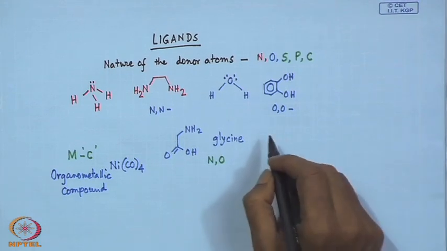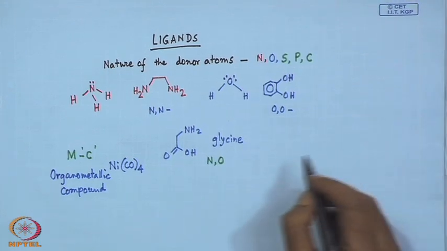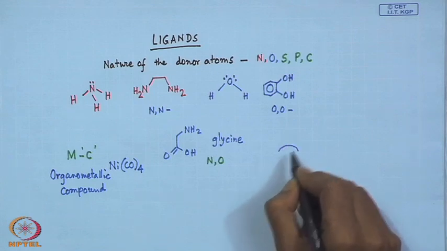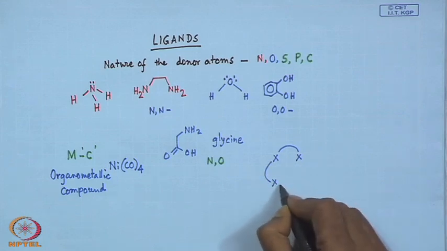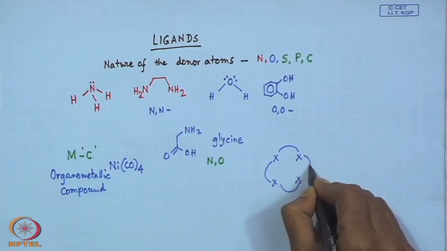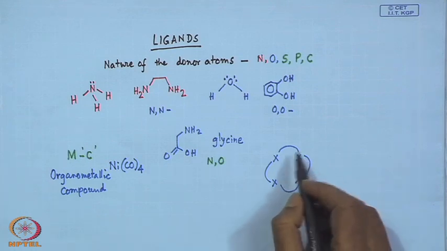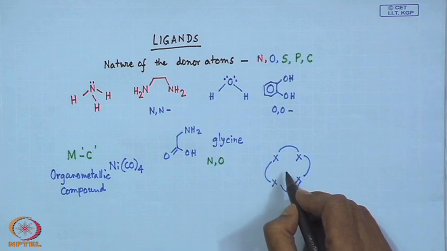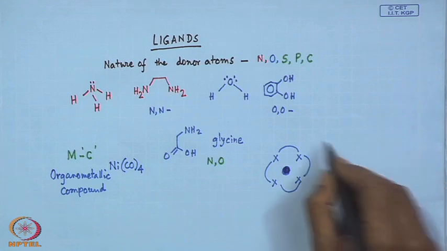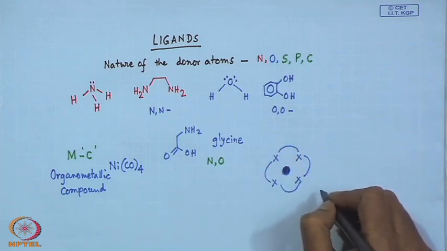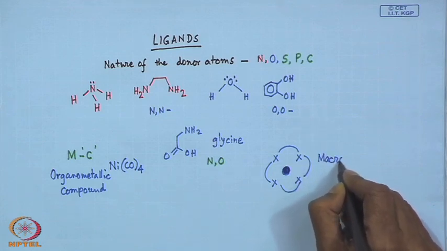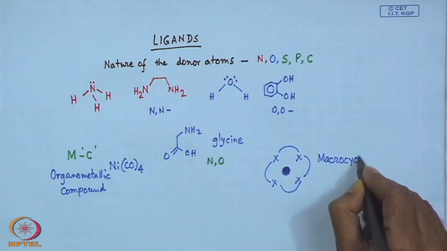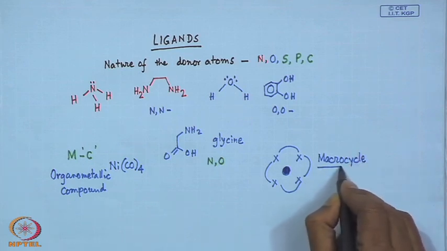So, all these ligands, when they are present in a typical backbone, in some cases, if X is the typical donor point, we can encircle all the 4 donor atoms like this, and we can put the metal center at the center, and we get a bigger cyclic ligand. This particular cyclic ligand we can consider as a macrocycle, it is a bigger cycle.